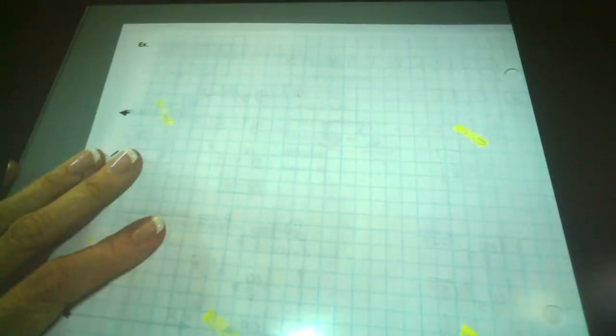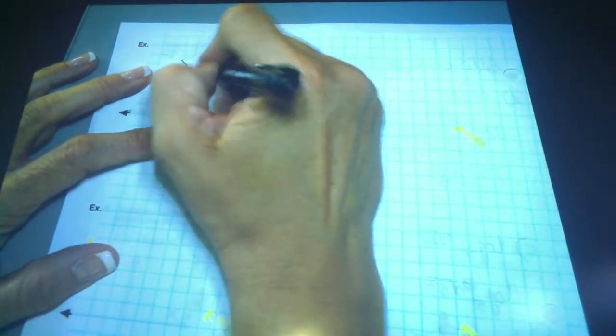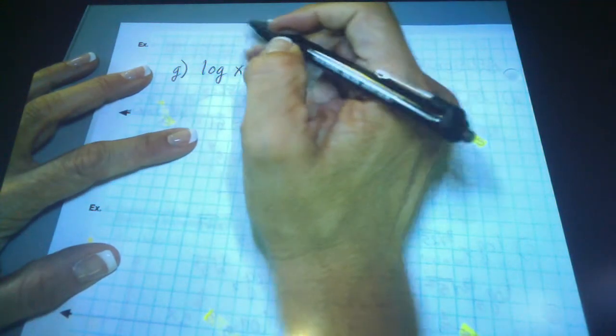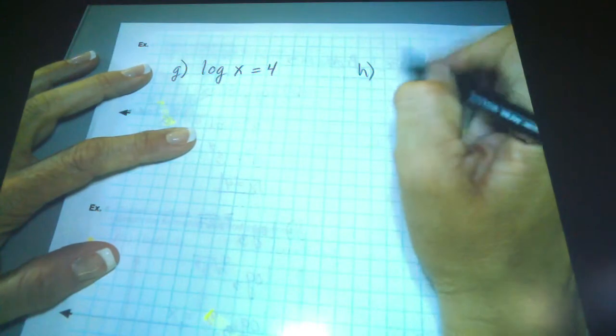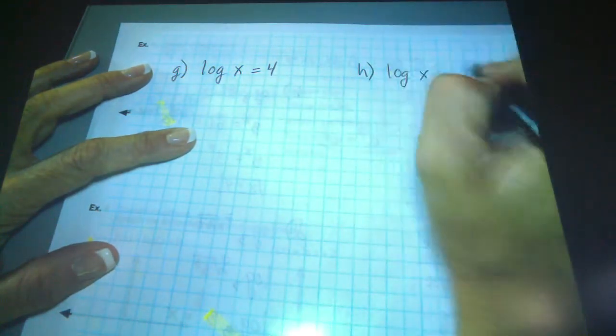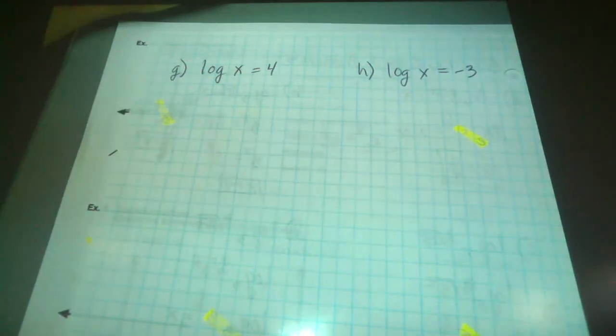All right, so then look at G. Log of x is equal to 4, and h, log of x is equal to negative 3. So you complete both of those on your own, and let's see what you get. When you're done, consult a friend.